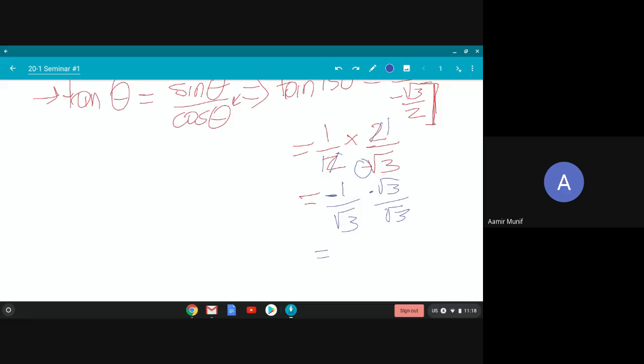And now when you rationalize this, -1 times square root of 3 is just negative square root of 3. And square root of 3 times square root of 3 will just be 3, okay? Can someone check, is that what they have in the book? Yeah. Minus square root of 3 over 3? Yeah, that's what they have.